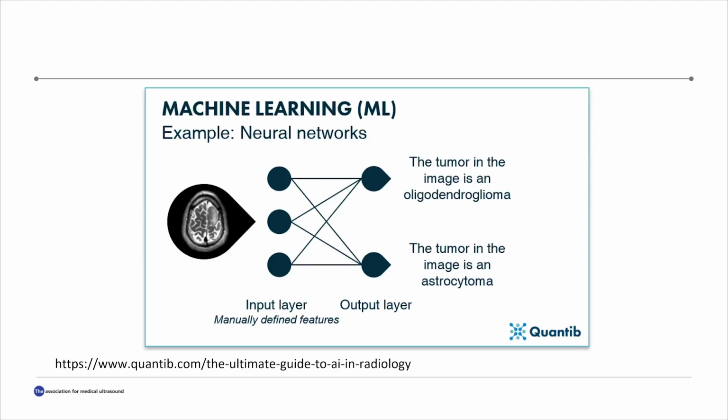So here's just a great little diagram I thought, kind of displaying that. You have an MR image of a brain that gets put into your neural network, of your machine learning neural network. It gets processed based on whatever features it learned, and it gives you an output that says it's an oligodendroglioma or an astrocytoma. Simple enough, that's all it is.